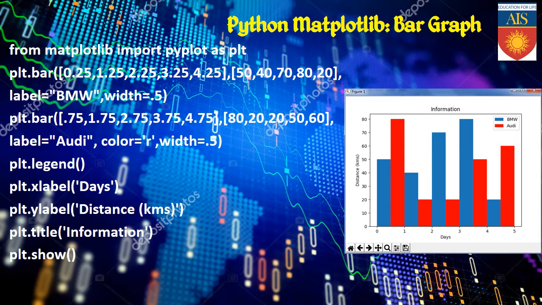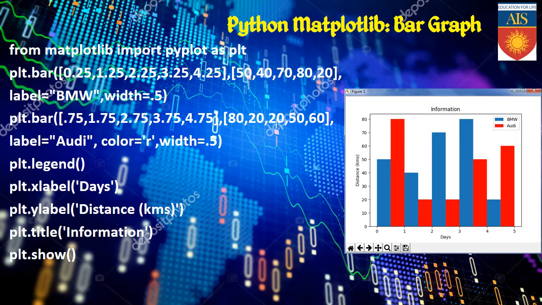Follow this. From matplotlib, import pyplot as plt, then plt.bar. Now we need to mention the values as per our requirement. After that we need to mention the label, like I have used here, label BMW, and the width is assigned as 0.5. Next plt.bar, the second set of values we also assign as per our requirement, and the label is mentioned as RD, color is r for red, and width is given as 0.5. One thing we need to remember here, the width needs to be kept the same.